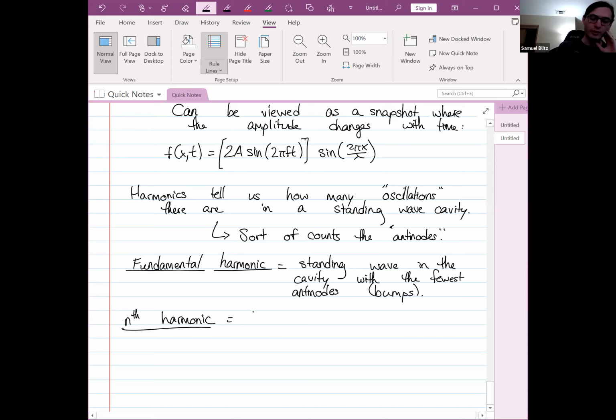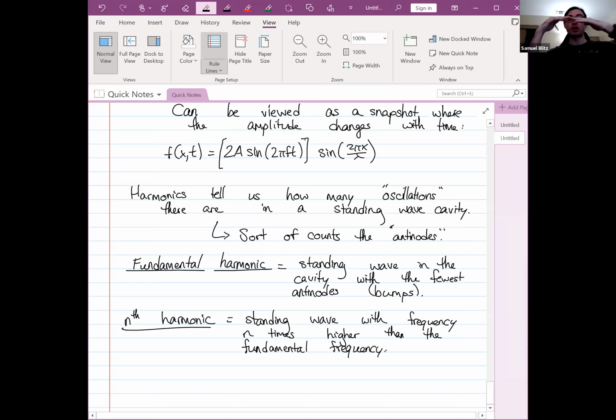the standing wave with frequency n times the fundamental harmonic frequency, n times higher than the fundamental frequency. The fundamental frequency being the frequency at which the fundamental harmonic oscillates. So if it goes up and then down once every 2 seconds, the frequency would be 0.5 hertz. So the fifth harmonic in that case would have a frequency of 2.5 hertz. It would go up and then down 2.5 times per second.